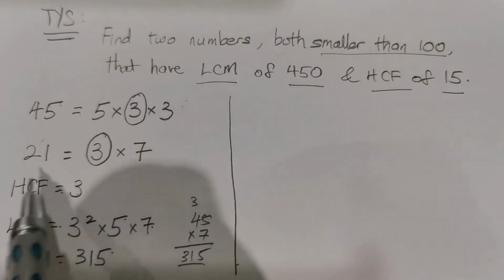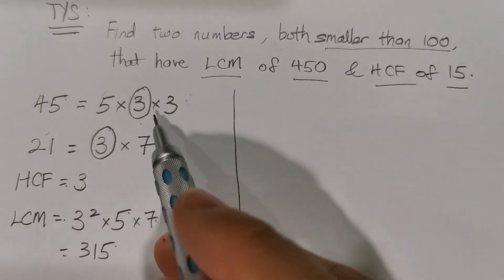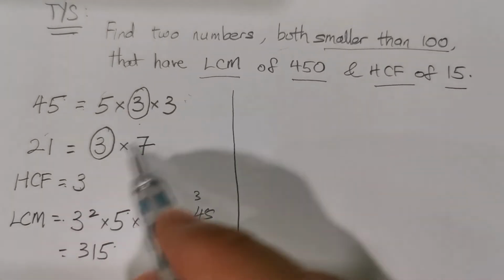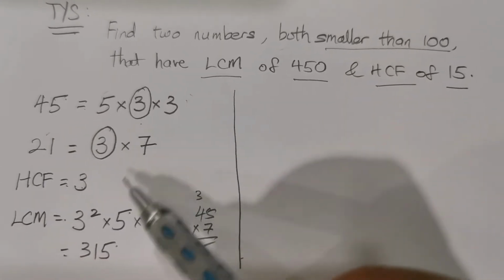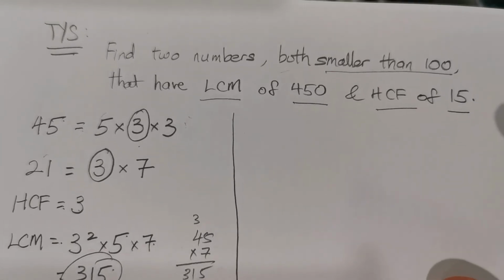So for HCF, we circle those that are common. For LCM, we take the maximum possible from every number. So you have to know this. Now how do we come back to this question?